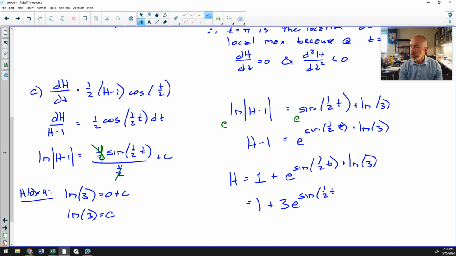And a few steps ago, I kind of ignored the absolute values, and there was a reason for that. It wasn't just me discarding them and hoping it was correct. Because we know that h is always greater than 1, we know that h minus 1 will always be positive, and therefore the absolute values don't have an effect on the h minus 1. So if you're wondering why I dropped the absolute values, that is why.